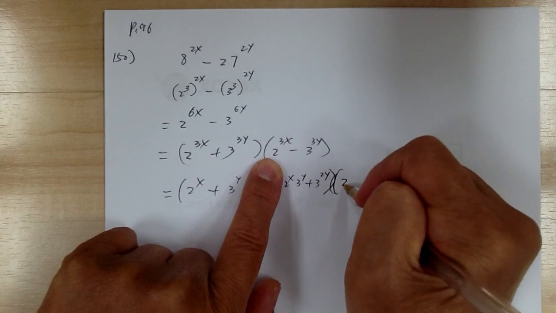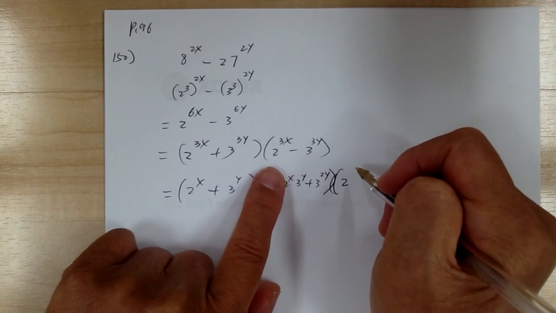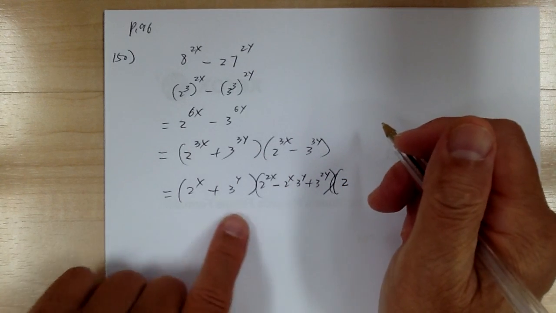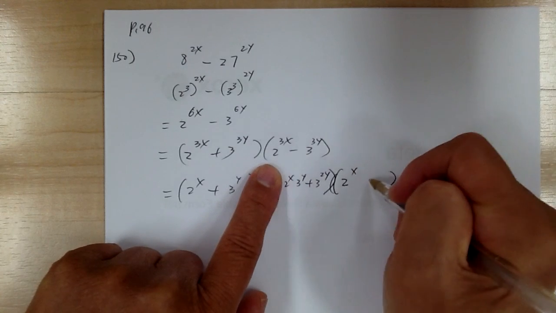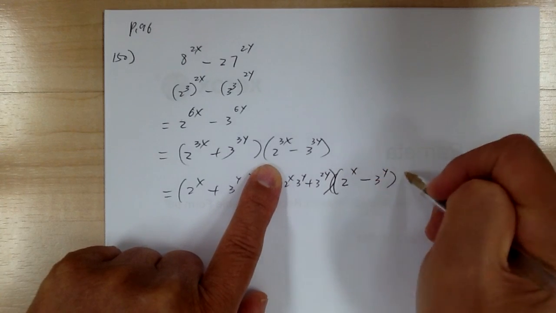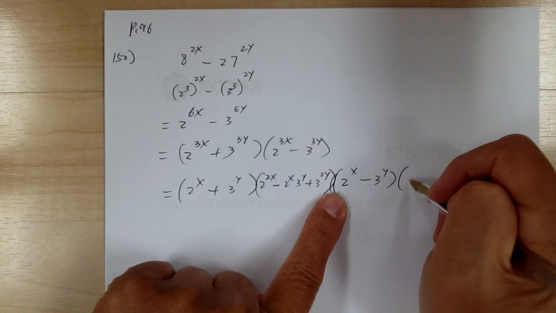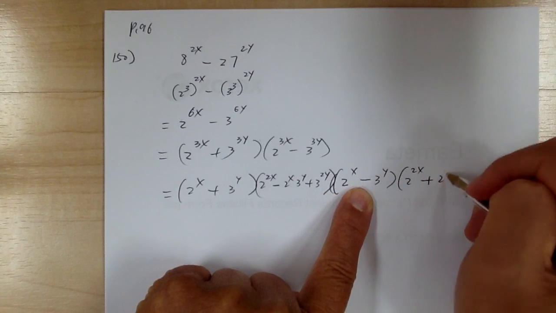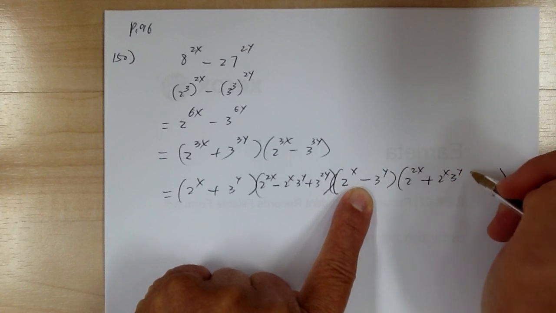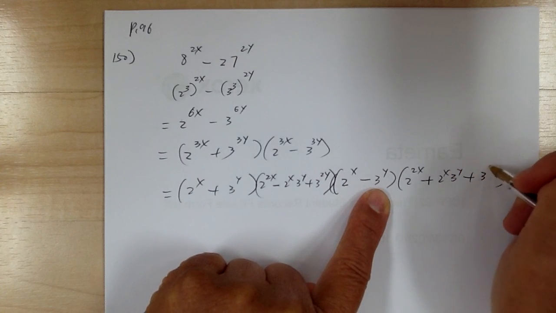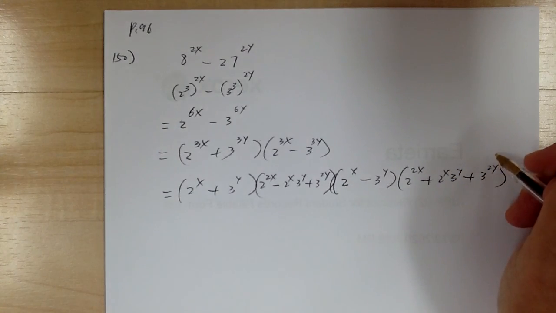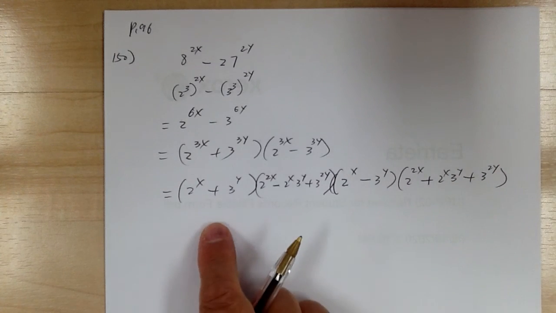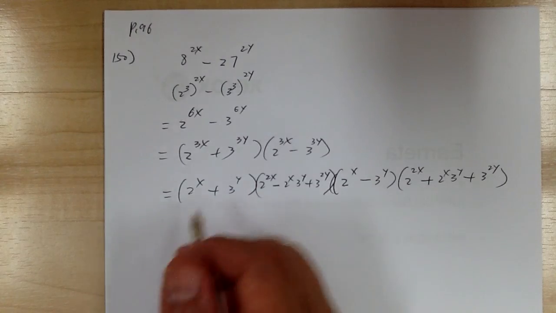For this one, you're going to get 2 to the x minus 3 to the y. Again, you square that, you're going to get 2 to the 2x. The opposite of it will be plus 2 to the x, 3 to the y, and plus 3 to the 2y. And yeah, so that's your four factors.